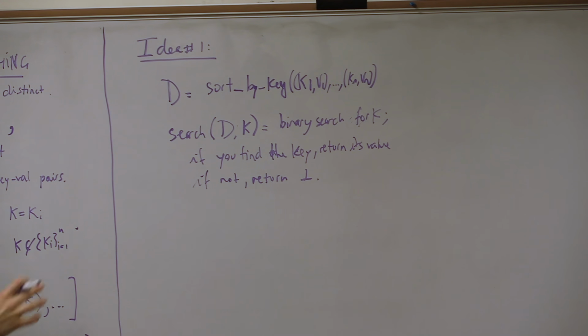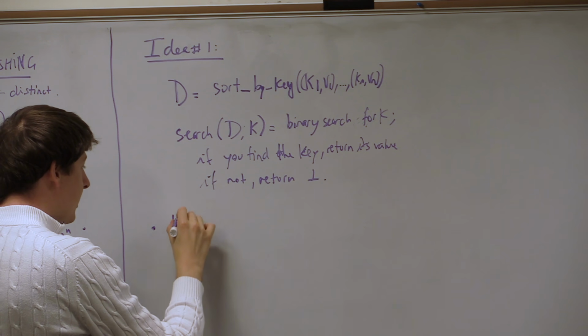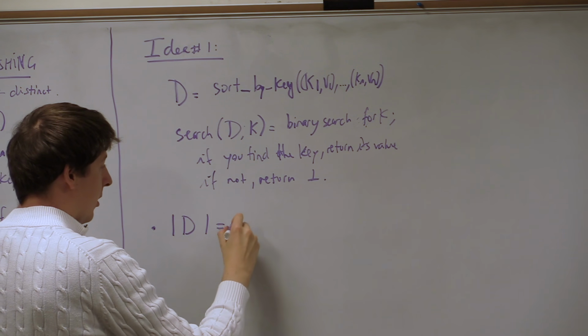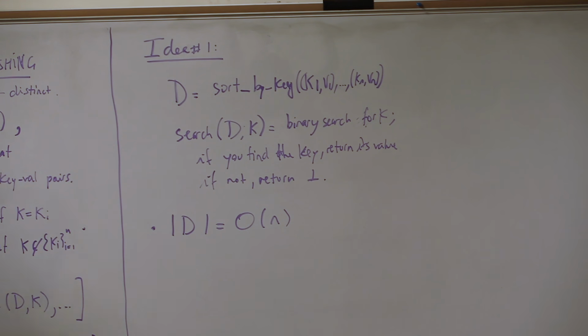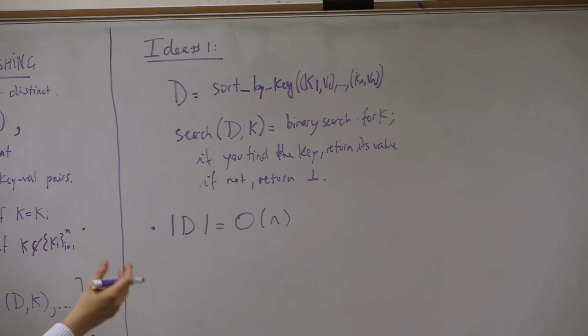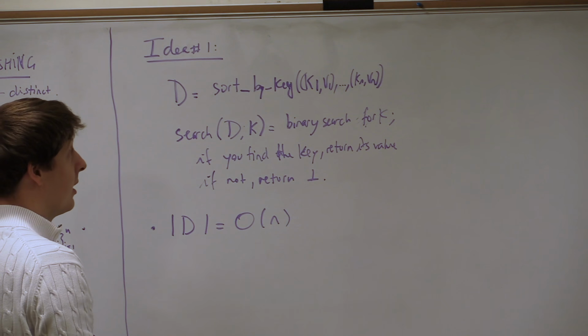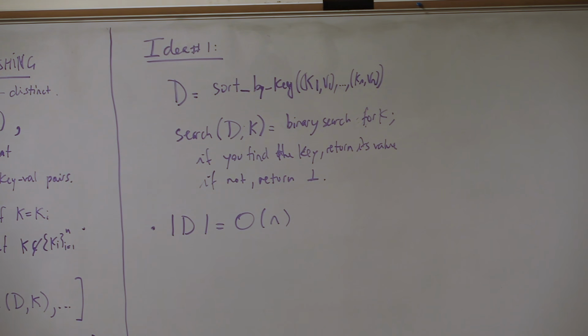So let's see how this basic solution does with respect to the size of the data structure and the time to search. The size of the data structure really is just n, right? So it's kind of optimal. Here I'm just discounting the bit size of the key and the value. We have n things inside it. And of course, if the keys are fat, then this will be fat by some multiplicative factor.